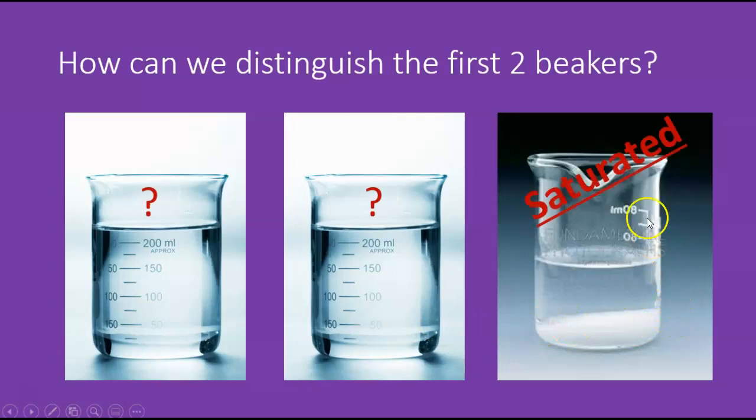Looking at our beakers, I can tell that this one is a saturated solution because you can see the extra salt or whatever that is at the bottom. So I know that this solution above it must be full, so the extra fell out.